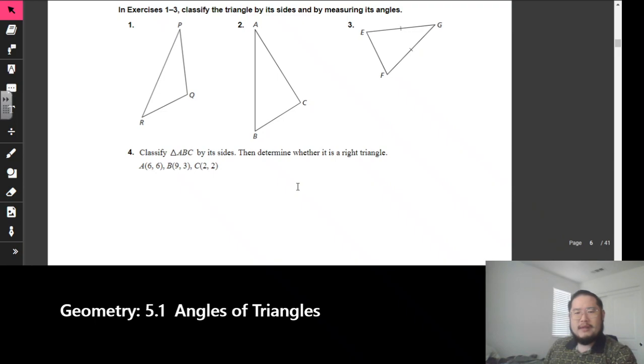If you were to see a problem like this, you'd be able to pretty much classify just by looking at it. So if I take a look at number 1, this angle Q looks pretty obtuse, right? Greater than 90 degrees. So for number 1, let's go ahead and call this an obtuse. And it looks like none of the sides are the same, so that means it's obtuse scalene.